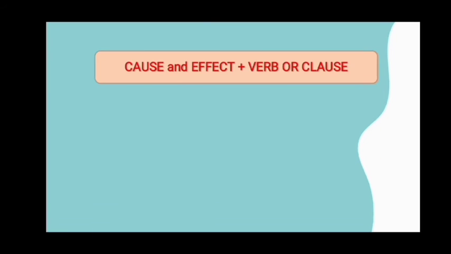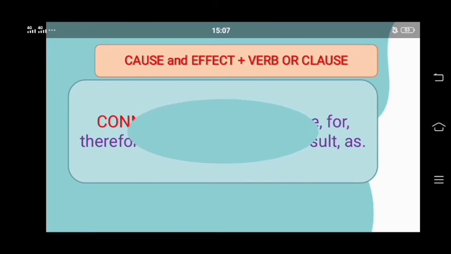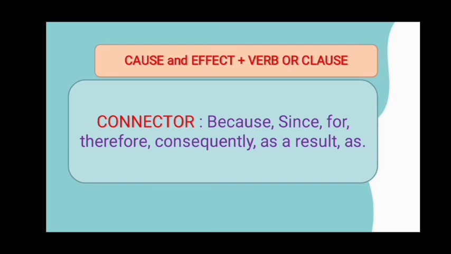And the next, cause and effect plus verb or clause. Cause dan effect yang diikuti oleh kata kerja dan klausa. With connectors: because, since, for, therefore, consequently, as a result, as.